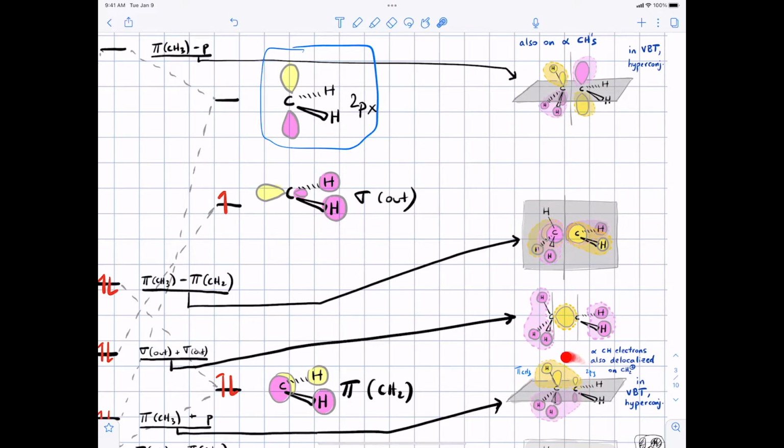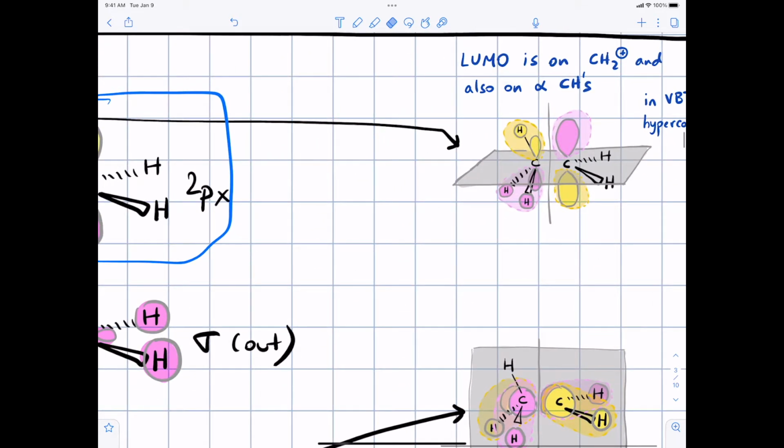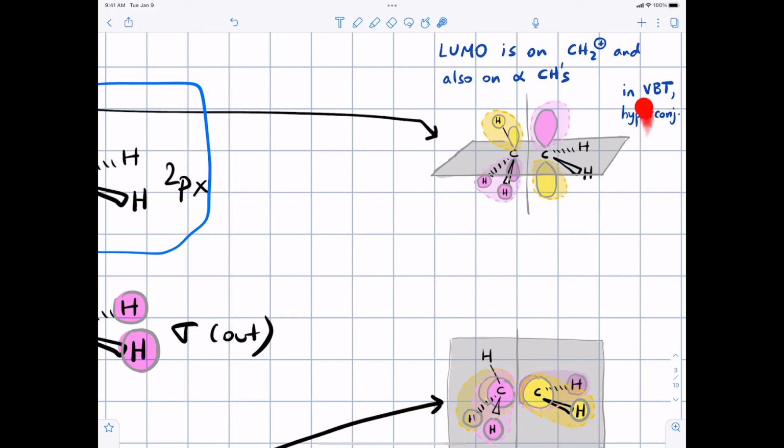Right, so here is the plus combination, overlap of pi CH3 with a 2py orbital on carbon in phase, and then this is the out of phase combination. And this is the other one that is consistent with hyperconjugation from valence bond theory, because this tells us that the LUMO, the lack of electron density, is not only on the positively charged carbon, but is also on the adjacent CH3 group protons, right?